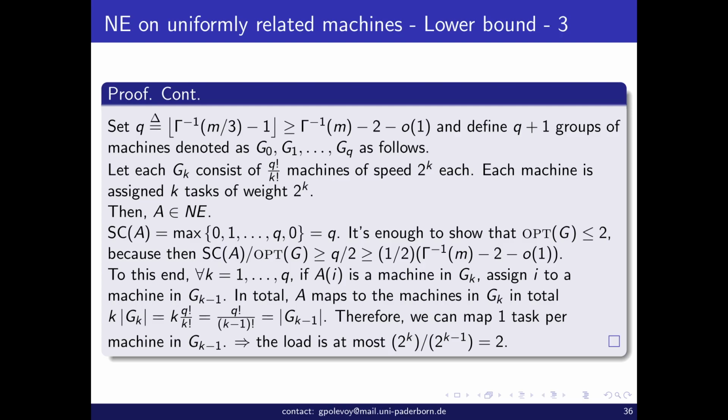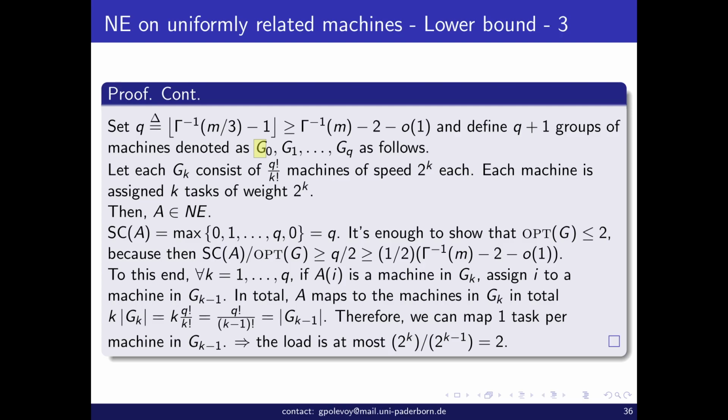So we now need to show that the optimum is far enough from what we have here. Let me remind you what we did. We defined this Q, and we defined Q plus 1 groups of machines denoted by G0 till GQ, and that's how we define those groups. Maybe there are also machines not in any of the groups, which do not have any task assigned to them. This is how we prove that this A is a Nash equilibrium.